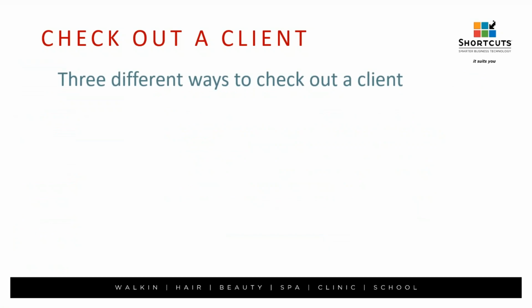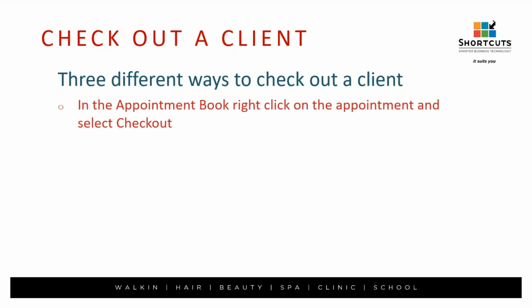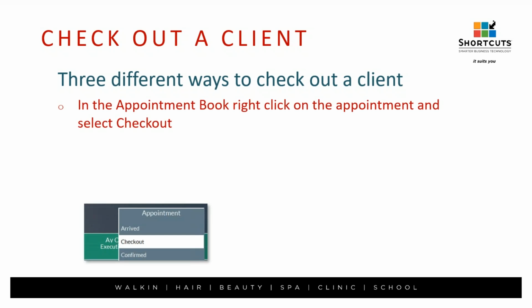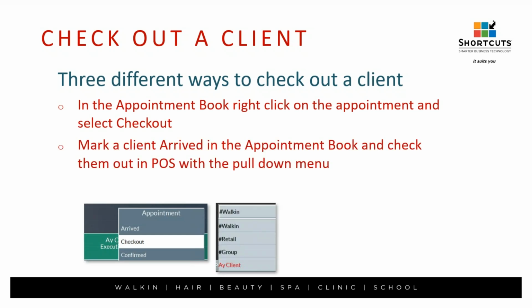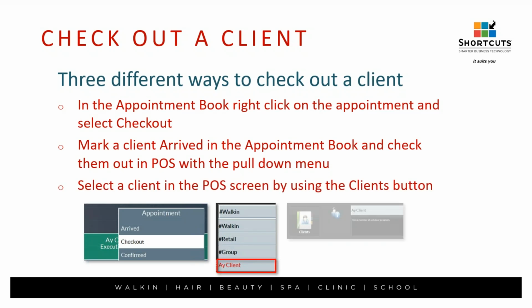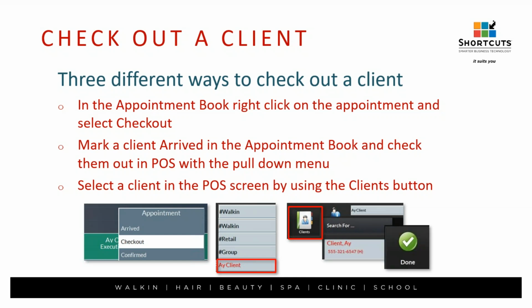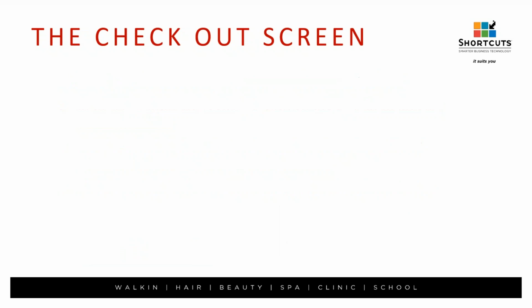So there's multiple ways to do this. If you're using the appointment book, then you can right-click an appointment and go to the checkout. If you're in the point of sale screen, any customer that has arrived is going to be available from that pull down. And of course, any customer that is a regular customer that happens to walk in, you can select their name directly in the point of sale.